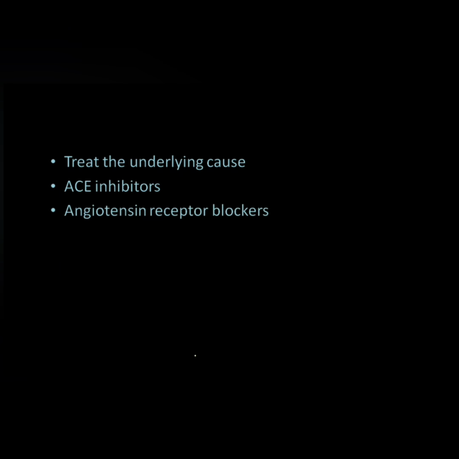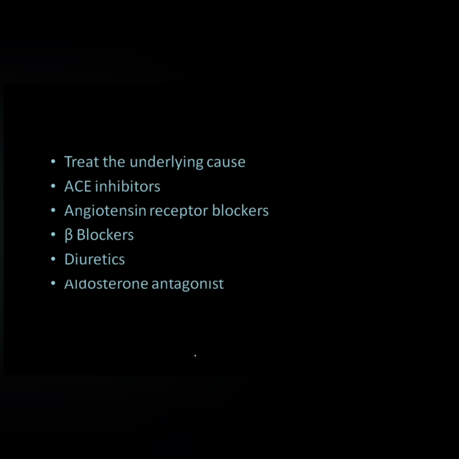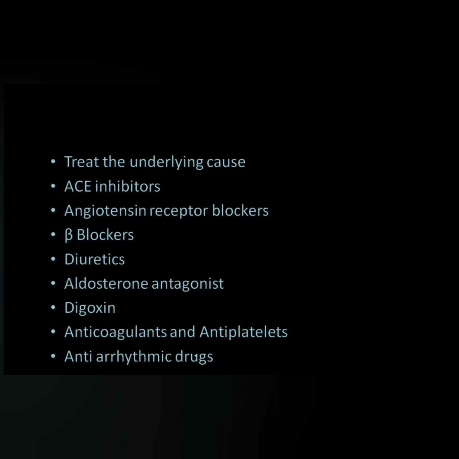So how do we treat? We treat the underlying cause. If it is hypertension or ischemic heart disease, you treat the underlying cause. The drugs which can be given are ACE inhibitors, angiotensin receptor blockers, beta blockers, diuretics, aldosterone antagonists, digoxin, anticoagulants and antiplatelets, and antiarrhythmic drugs. So how do you go about it? Basically, the order we are going to follow is like this.